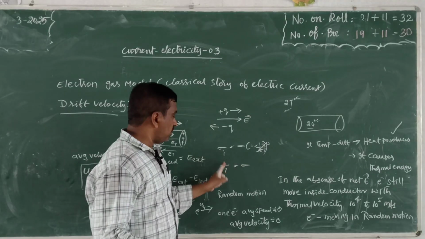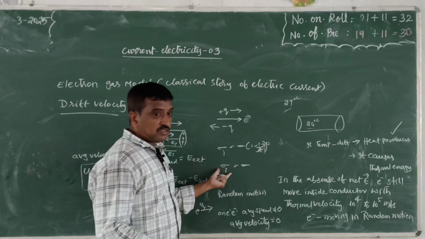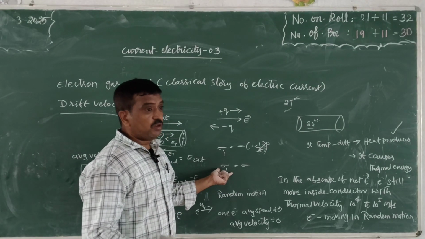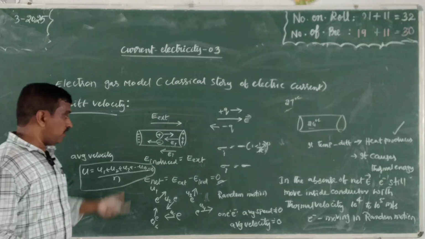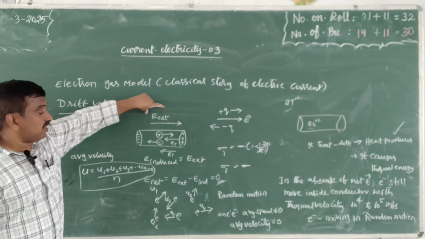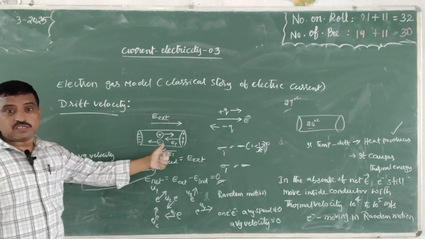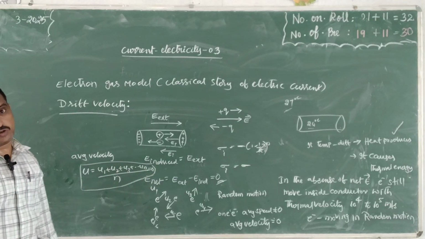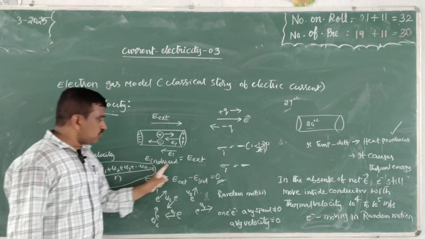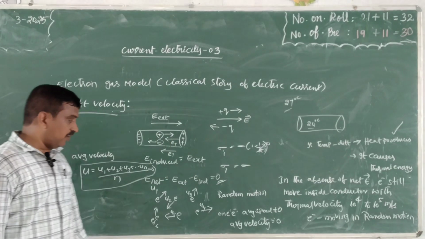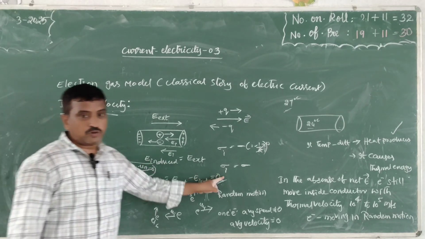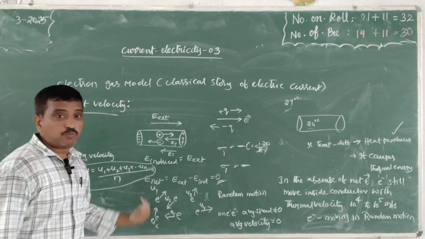So sigma I equals sigma, meaning the surface charge density. All the charges will be induced. Because of that, the electric field inside the conductor due to the induced charges is the same as the external electric field. So the induced electric field equals the external electric field, and the net is automatically 0, because both have the same magnitude and opposite direction.